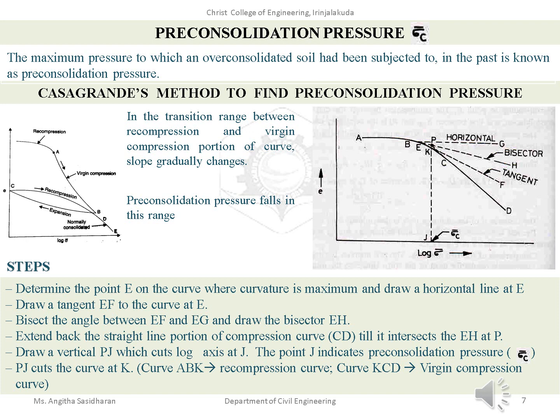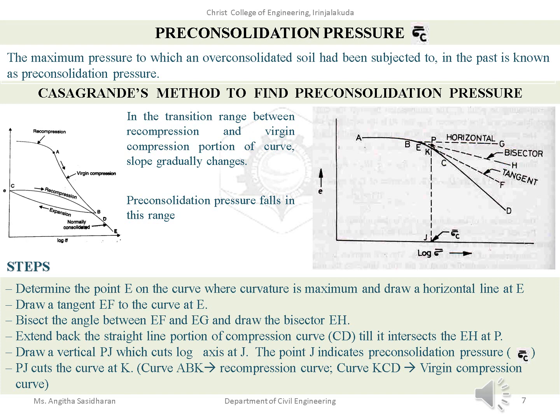As per Casagrande's method, you have to follow these steps in order to find the pre-consolidation pressure. This is an enlarged view of this small gradual portion between the recompression curve and virgin compression curve. Now see, what's the first step? We have to determine the point E on the curve where the curvature is maximum.